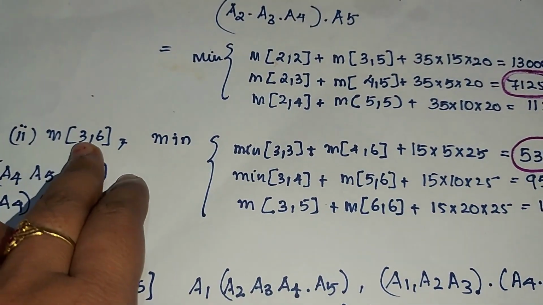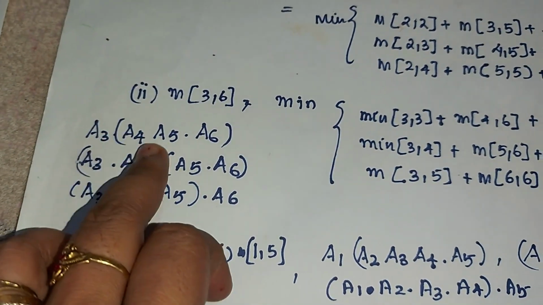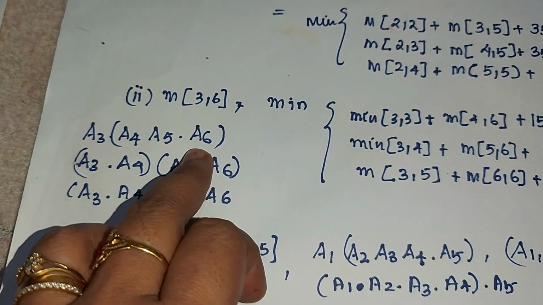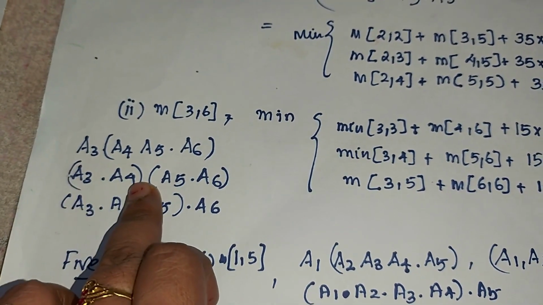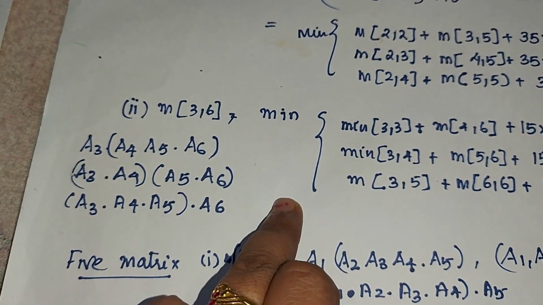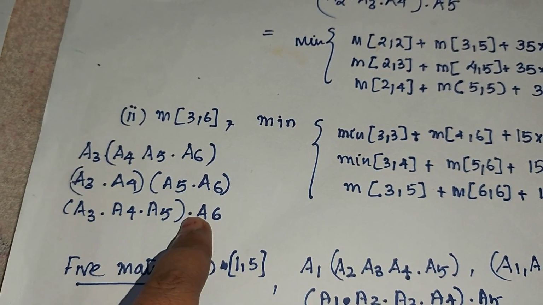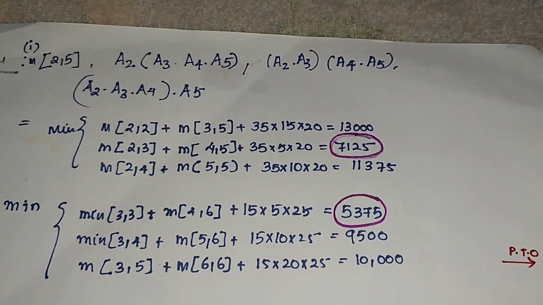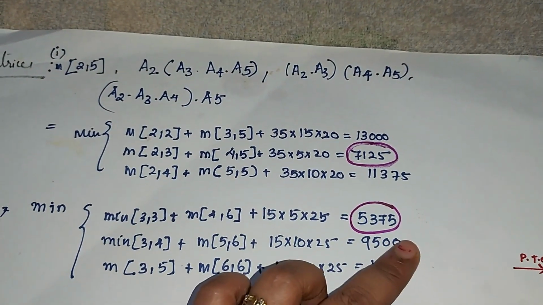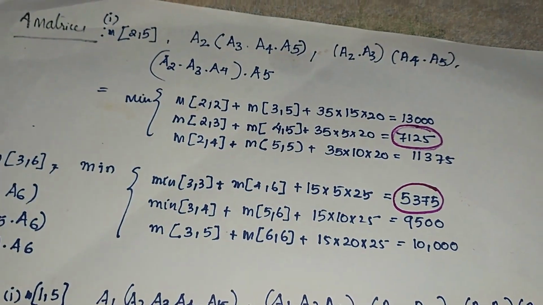Similarly you take 3,6. 3,6 is a combination of A3 into A4, A5 into A6, these three together, A3 into A4 into A5 into A6. Next one is A3 into A4 into A5 together, then A6. From this you will get a minimum value 5375, and the split has occurred from the third matrix.